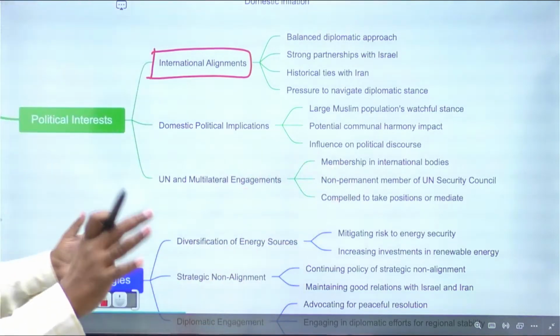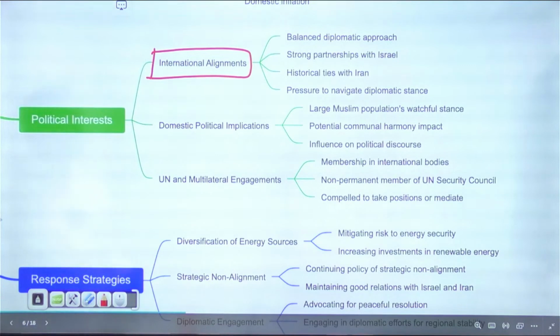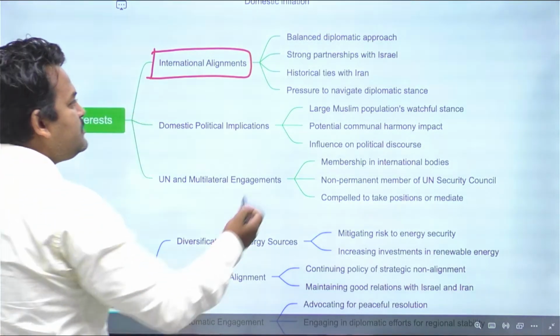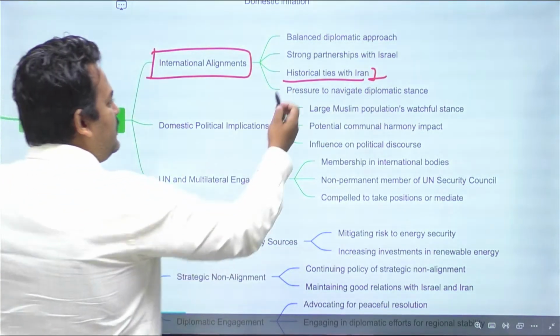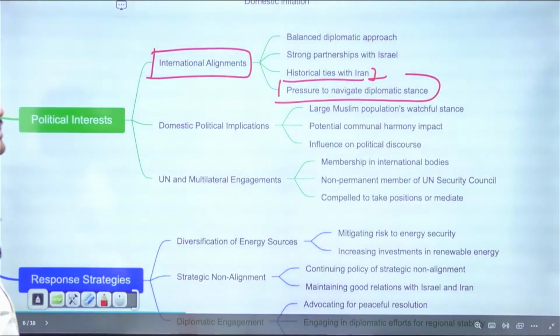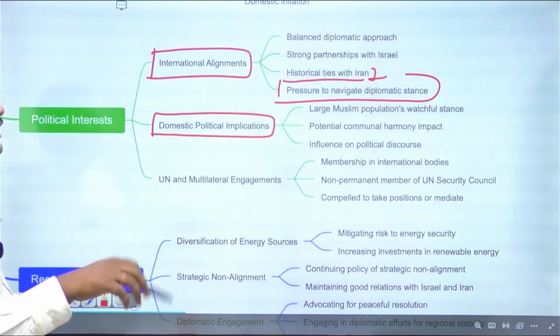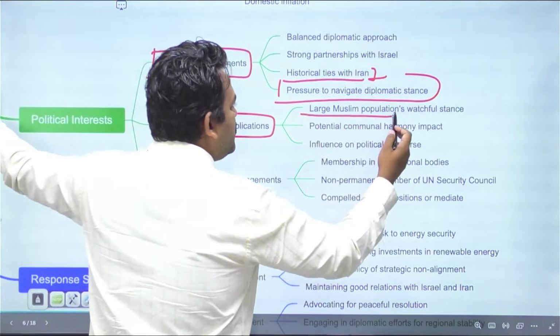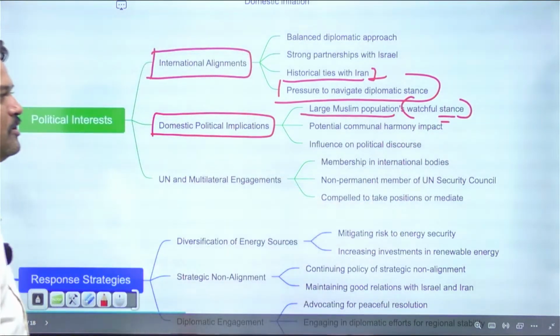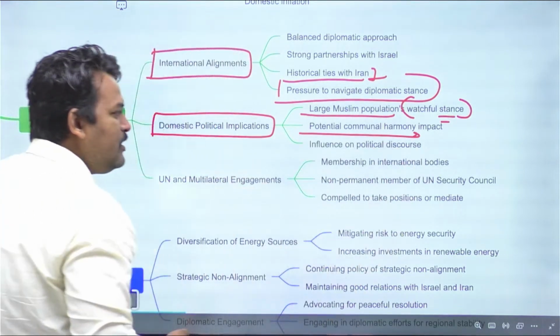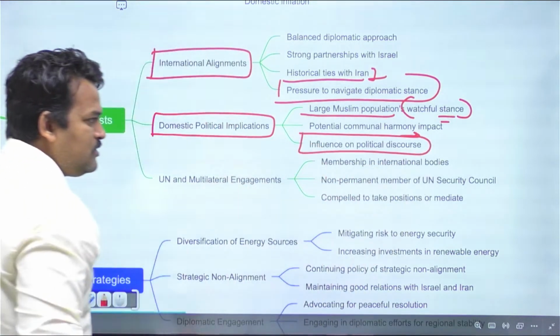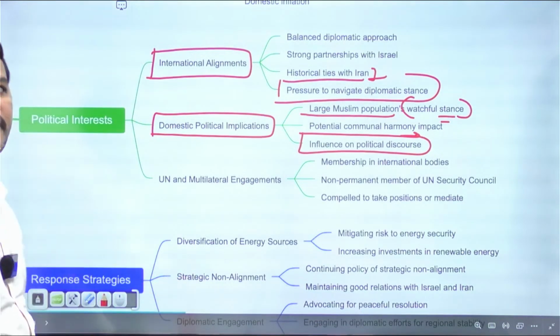So this scenario exists there, right? We need a balanced diplomatic approach: strong partnership with Israel, but we also have historical ties with Iran. It will be difficult to navigate the diplomatic stance between these two countries. Second thing is domestic political implications, because India has a large Muslim population which always follows the events happening in the Middle East. It will lead to potential communal harmony impact and influence on political discourse. It also creates some internal security issues for India as well.